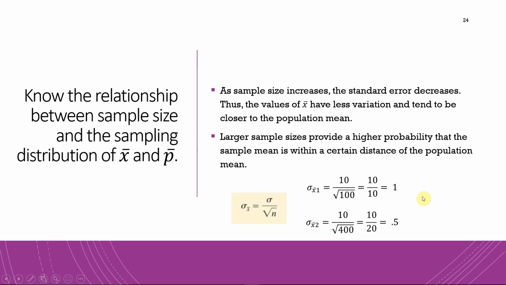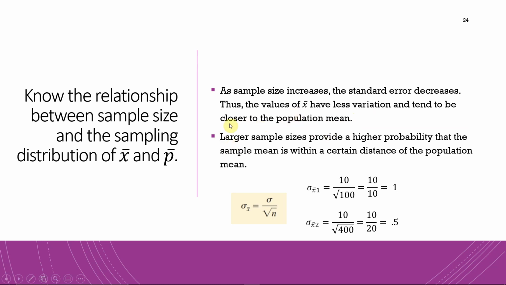But again, we can think about it conceptually. If your sample size is getting larger, you have more information, you have less error, so it makes sense that your standard error decreases. Your standard deviation, or the variability of your data, is going to go down. The values of X bar have less variation and tend to be closer to the population mean. This is an important sentence. It has important implications, because if there's less variation and the values tend to be closer to the population mean, this is affecting our sampling distribution. And remember, that's going to affect the probabilities that we calculate.